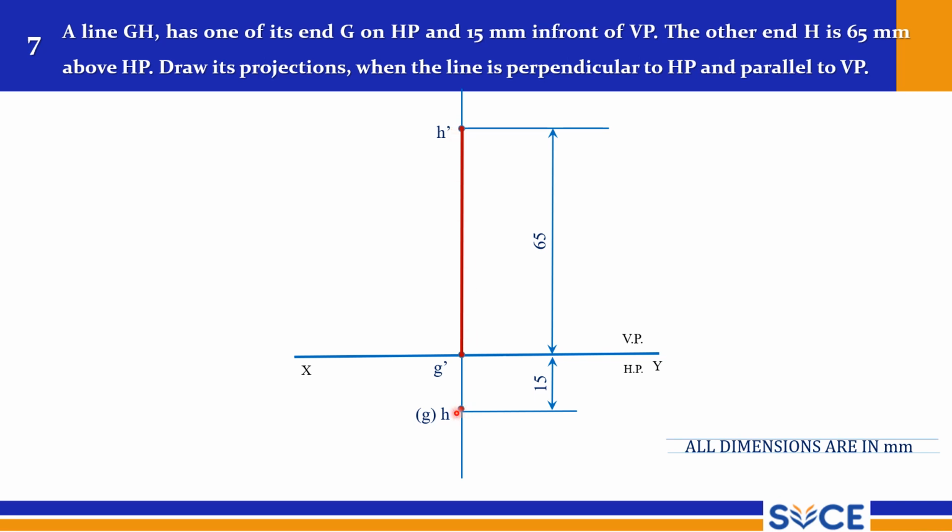So this is the problem where the difference between the earlier problem and this problem is that G is contained by HP. G is lying on HP, and it is the line kept on HP vertically. So that is the case. So that is about the 7th problem. We will see the next problem.